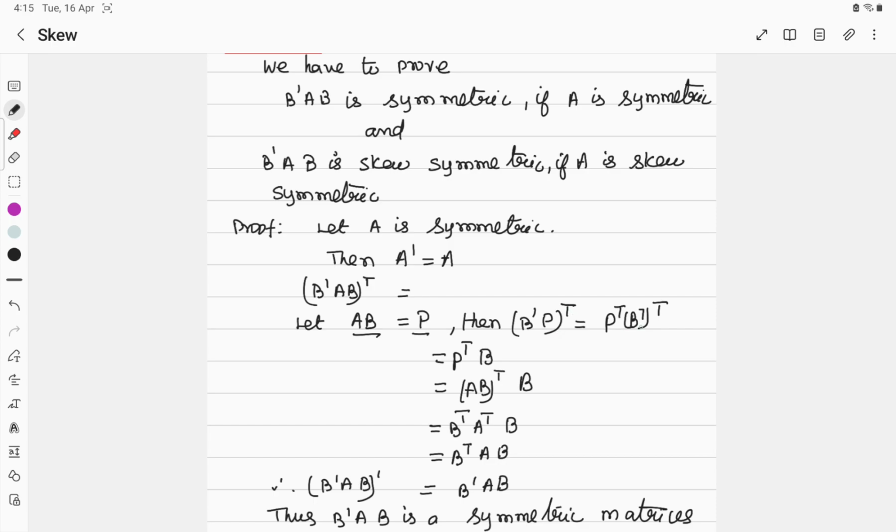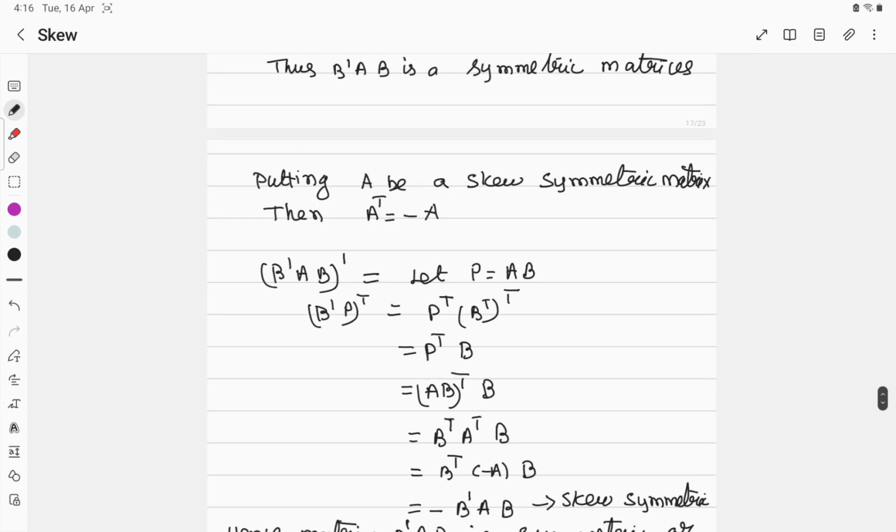That is P transpose B transpose of transpose. The transpose of transpose becomes P. Substituting the value of AB, we get AB transpose B. Once again it becomes B transpose A transpose B. Since A transpose is equal to A, substituting gives B transpose AB. Hence, B dash AB transpose is equal to B dash AB. Hence, it is a symmetric matrix.